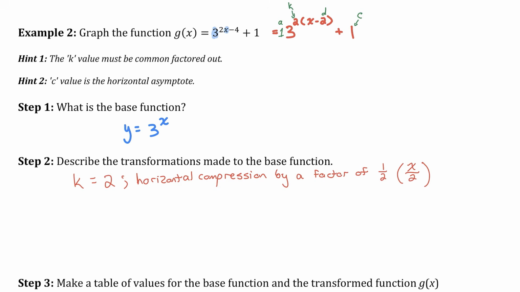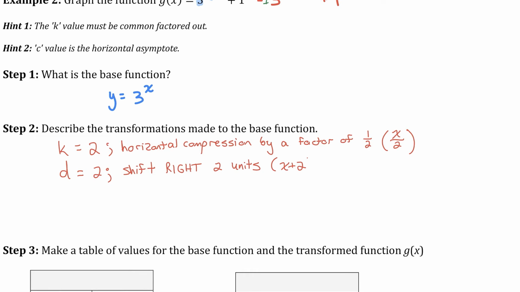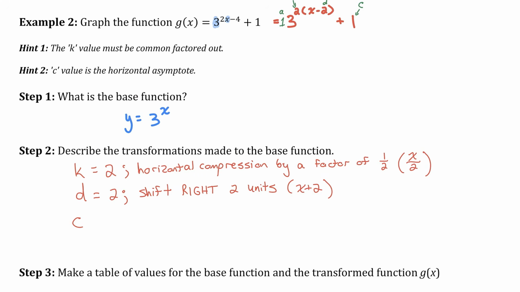The d value is what we're subtracting from x. We're subtracting a 2. So that means we would shift each point right 2 units. So I would have to add 2 to all the x values. And the c value is 1. So I'd have to shift each point up 1 unit. To do that, I would add 1 to all of the y values of each point.